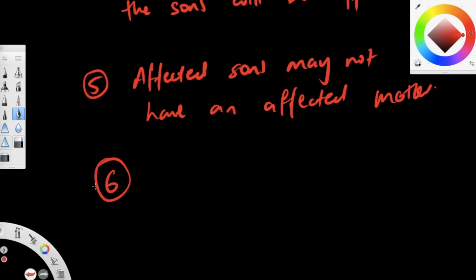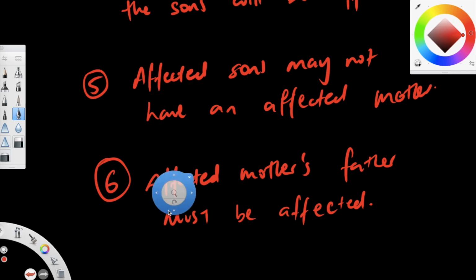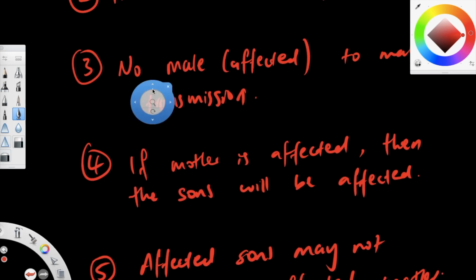And we'll explore this in more detail after we finish listing. And I think this is the last one, which is that the affected mother's father must be affected. And we'll explore why this is the case later. So let's just explore one by one first.